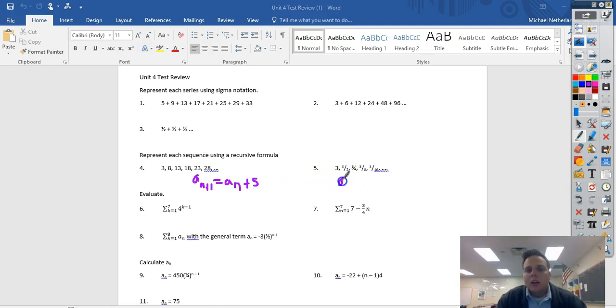Same idea. A sub n plus 1 is equal to a sub n, and then I just need to figure out if it's geometric or if it's arithmetic, and then I just need to say either times r or plus d. So 3, 3 halves, 3 fourths, 3 eighths, 3 sixteenths. What does it look like I'm changing by?